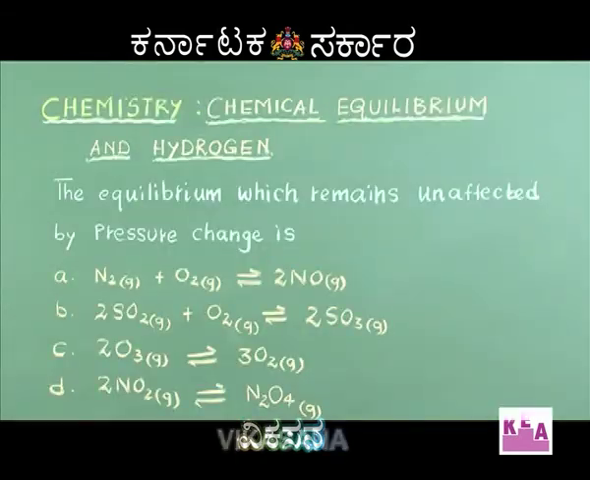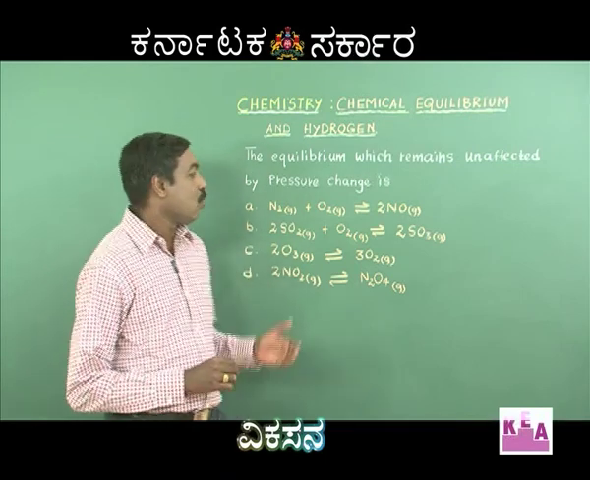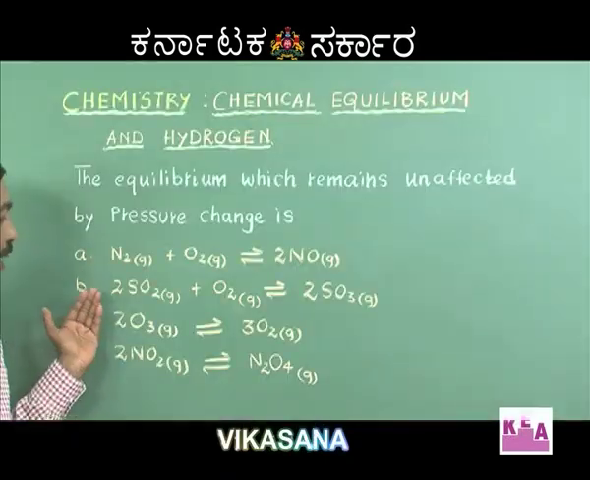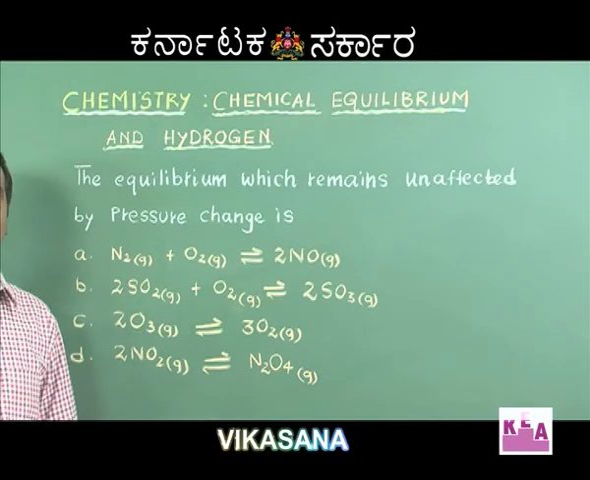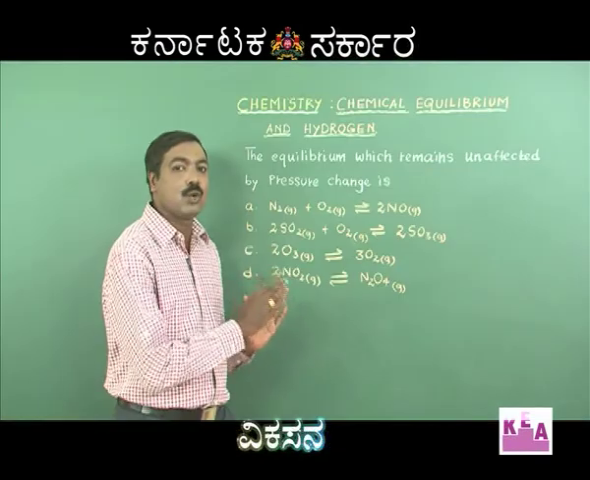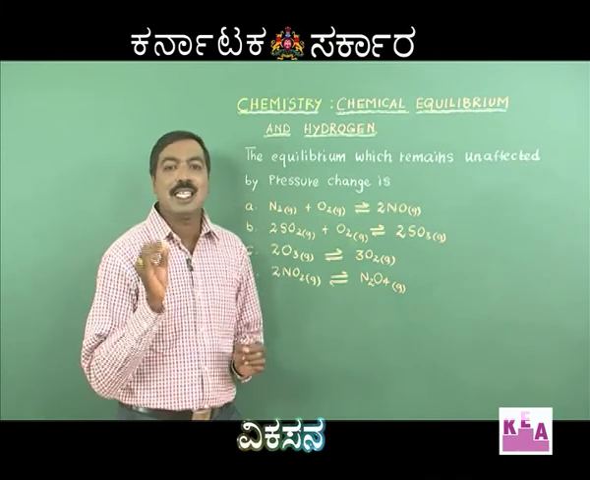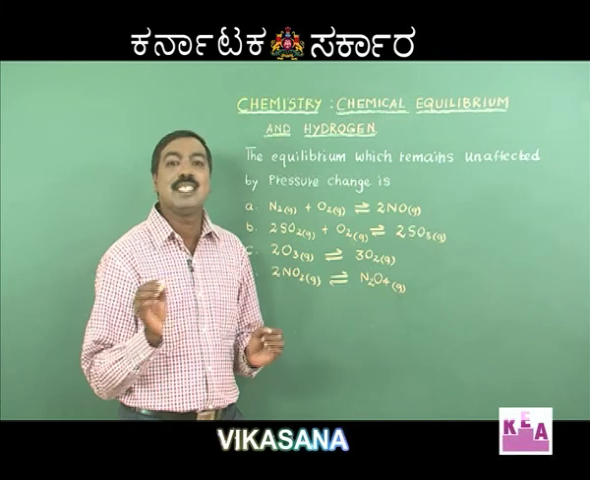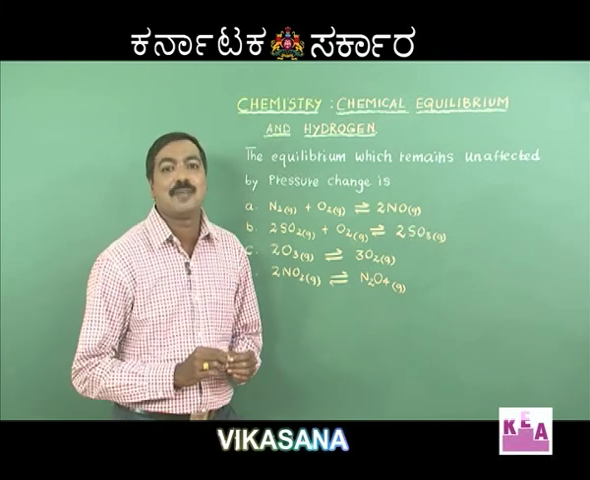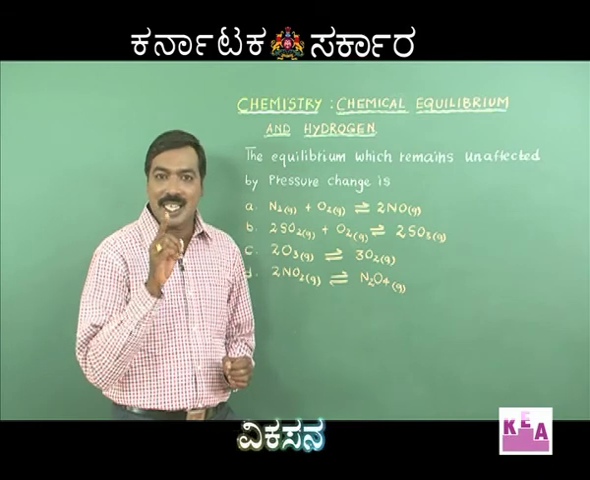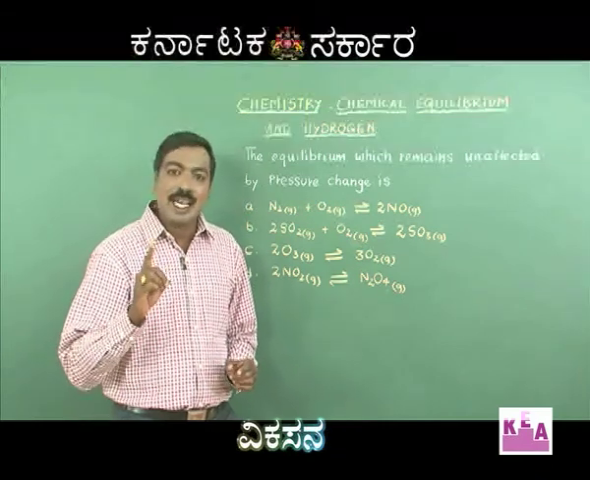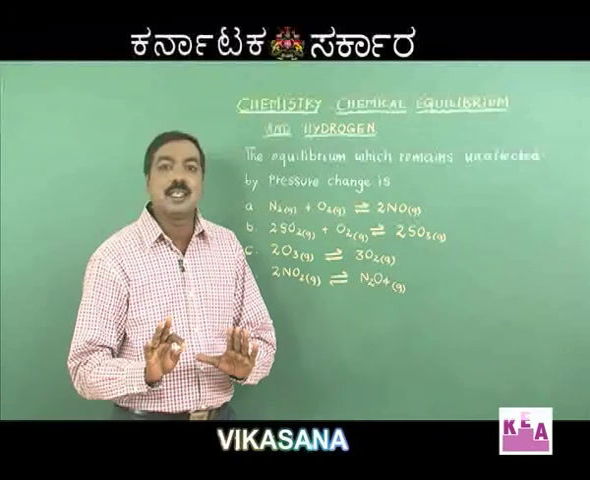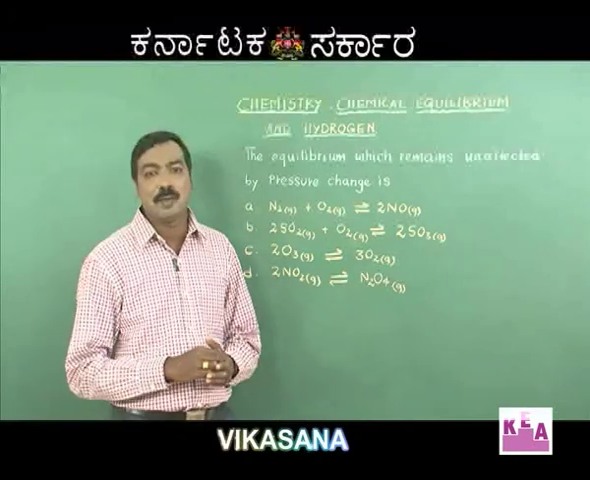Our next question: the equilibrium which remains unaffected by pressure change is. Before I tell what the right answer is, let us analyze the concept behind this. For all the equilibrium steps in options A, B, C and D, one governing factor which decides whether pressure has a role to play or not is the number of moles of the gaseous products and the reactants. The rule is like this: if the number of moles of the gaseous reactants is equal to that of the gaseous products, then pressure has no effect on the equilibrium.